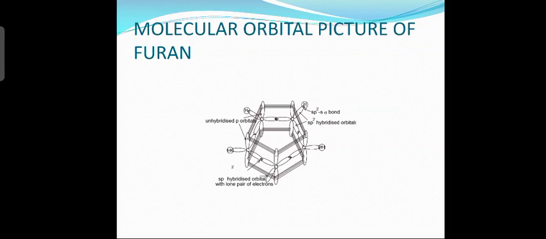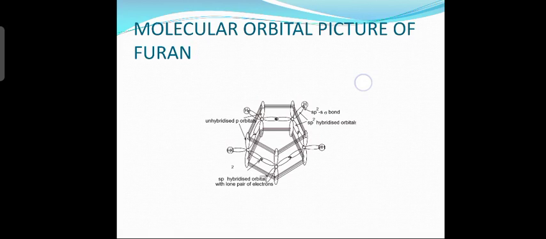Hello everyone. Today let us study the molecular orbital picture of furan, thiophene and pyrrole. First, let me take the molecular orbital picture of furan. Furan has 4 carbon atoms and 1 oxygen atom.